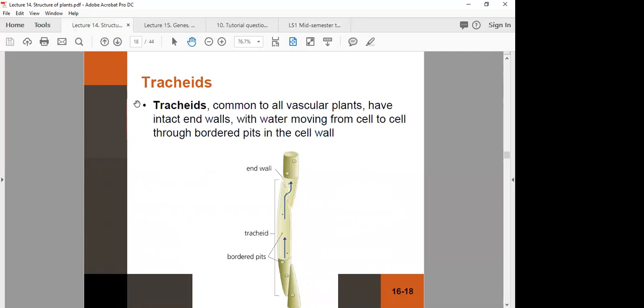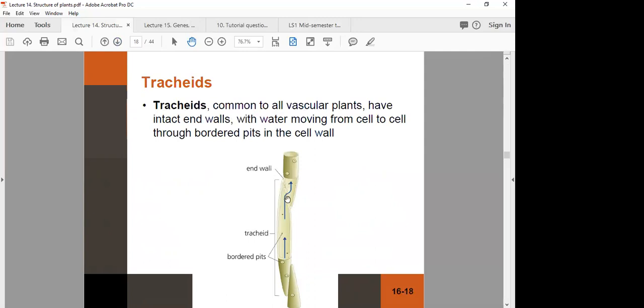Okay, here's our second type of xylem transport cell, and these are called tracheids. Tracheids are common not just in flowering plants, but in all plants that have a vascular system. Tracheids, unlike vessel elements, have intact end walls, and as a result, the water that moves from cell to cell moves through tiny pores called bordered pits that are found in the cell wall.